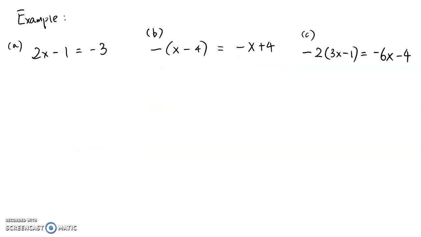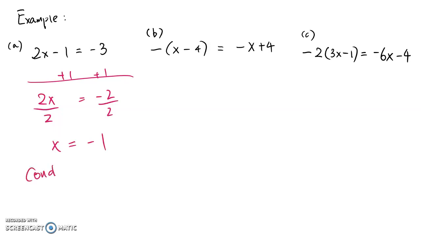Now let's look at some specific examples. For problem A, if we solve this equation, you will have to first add 1 on both sides. You have 2x equals -2. The next step, divide both sides by 2. X equals -1. So the solution to this equation is a certain number. So we say this equation is conditional.